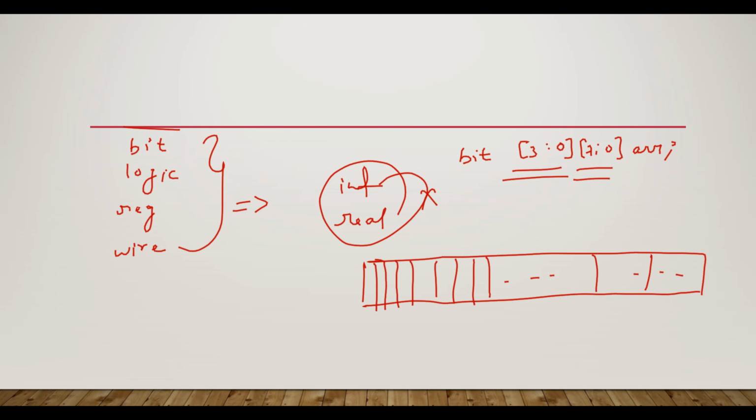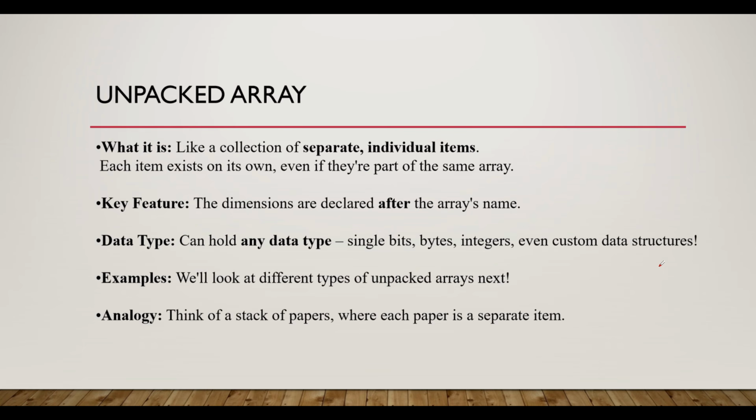Now let's learn the unpacked array. An unpacked array is nothing but a collection of separate individual items. In our packed array structure, we have seen that we grouped our bit-by-bit locations. But here we have separated memory locations, or you can say each item is separated. Each item exists on its own, so there is no grouping kind of thing here.